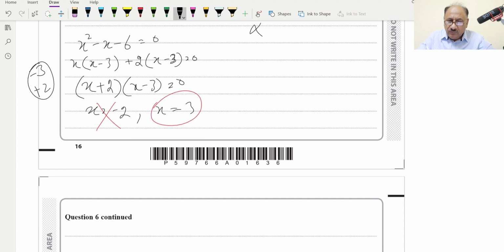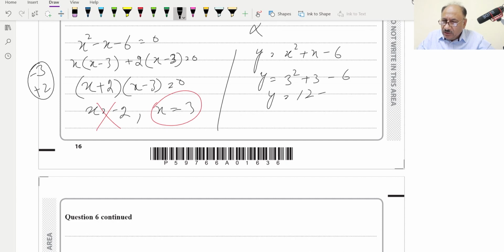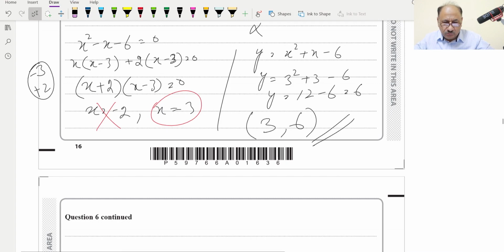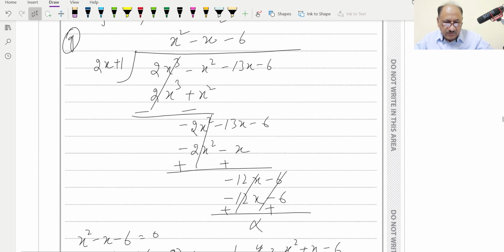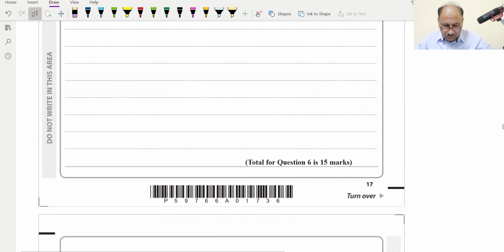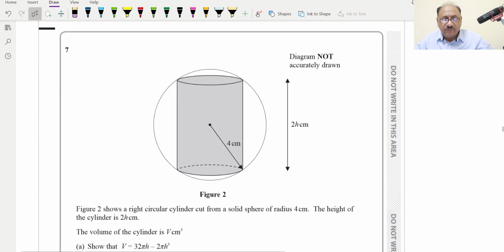and this value we will be replacing in y is equal to x squared plus x minus 6. If we replace in this, we will get 3 squared plus 3 minus 6, this will be y, and y will be equal to 9 plus 3 will be 12 minus 6, which is equal to 6. So x value is 3 and y value is 6, and this is the point which we were supposed to find. This is the G part which we have done. Now we can move to question number 7.